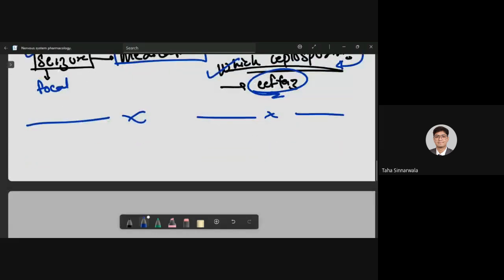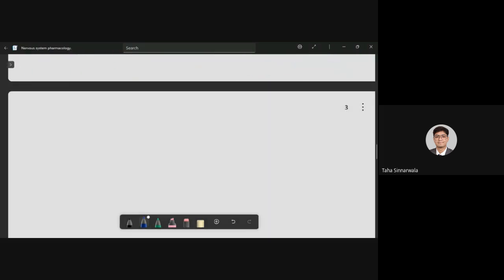Okay. So after this, we have a different kind of medication. We had phenytoin and carbamazepine, which both block sodium channels. And now we have a different kind of medication which blocks calcium channels. And these are the gabapentinoids. For gabapentin, you need to remember that it can be used for focal seizures, that is good. But gabapentin can also be used for neurological pain.